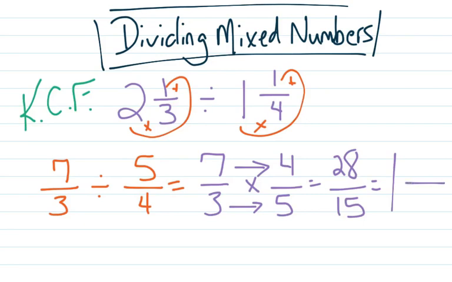So to figure out what's left over, you got to take one whole 15 out of 28. And 15 out of 28 leaves you 13. So that's what goes in your numerator. That's kind of your remainder portion. And then the 15 stays the same in your denominator. And this cannot be simplified any further. So that is my final answer.